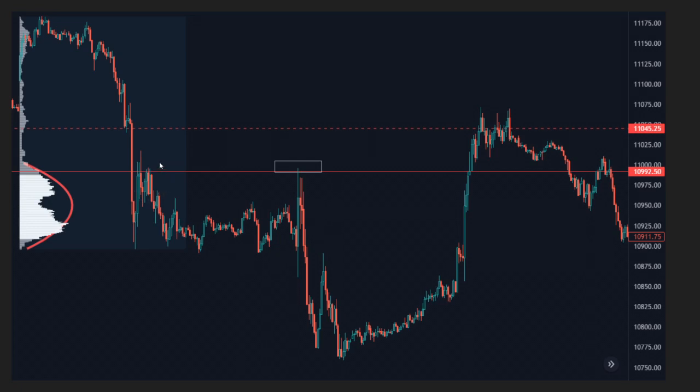That shows that the level has some sort of significance. So we do end up trading into that level at 10,992, and we drop something like 200 points. Now obviously we wouldn't hold this trade for the whole 200 points. Let's just walk through some take profits for this trade.